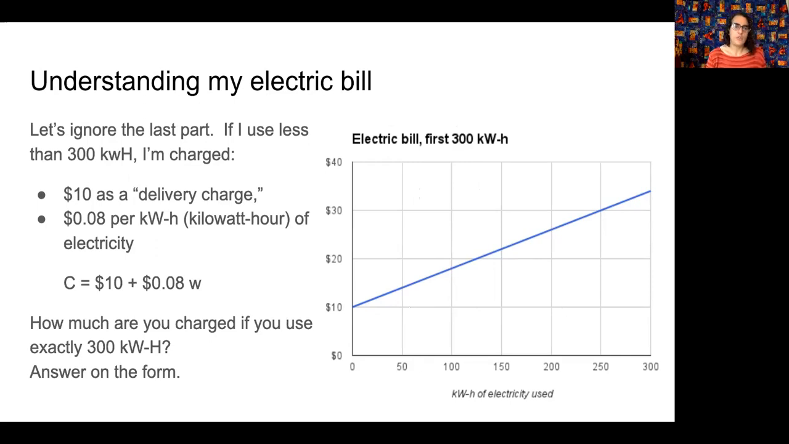Now, how much do you charge if you use exactly 300 kilowatt hours? So just do that calculation and tell me the answer on the form. To do that, you would plug 300 into our equation. You're charged $10, and then you're charged 8 cents each for 300 kilowatt hours. That works out to $34. So over here, at 300 kilowatt hours, you've hit $34.